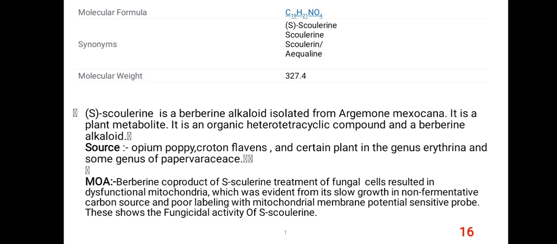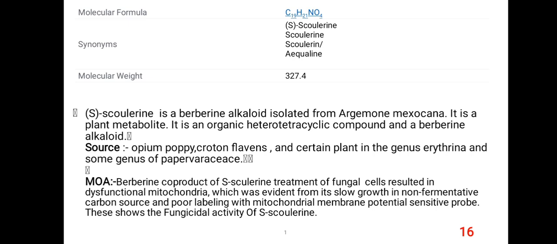Mode of action of S-chlorine: berberine is a co-product of S-chlorine. Treatment of fungal cells resulted in dysfunctional mitochondria, which was evident from slow growth on non-fermentative carbon source and poor labeling with mitochondrial membrane potential sensitive probe. This shows the fungicidal activity of S-chlorine.